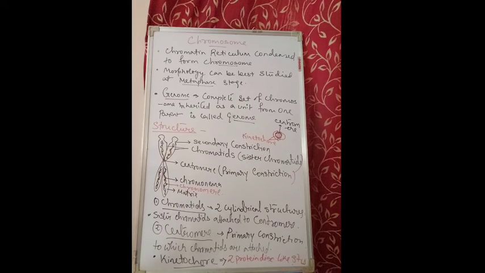So next is secondary constriction. At the terminal ends of the chromosome, besides the primary constriction, that means the centromere, another constriction is present which is known as secondary constriction, and this constriction is generally a non-staining part. Again, secondary constriction is not present in all types of chromosomes. In human beings, where the number is 46, it is not present in all 46 chromosomes.